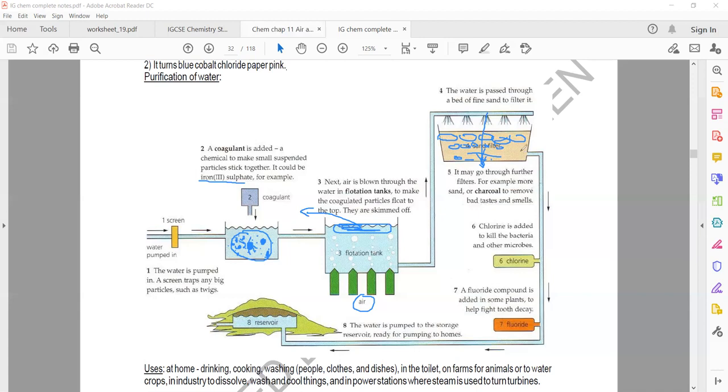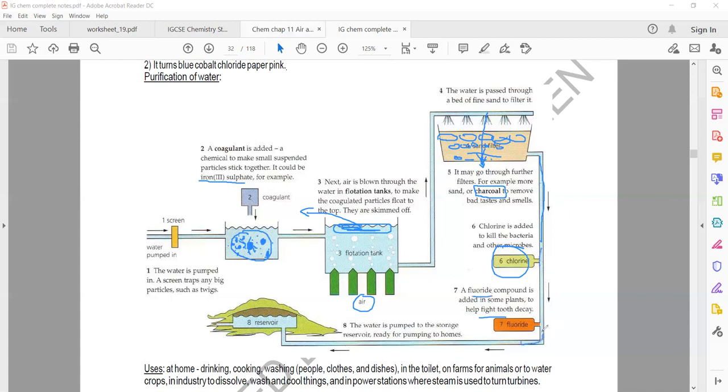This water may have some smell. To remove any smell, we pass it over charcoal, and after that chlorine is added. What is the purpose of the chlorine? It is used to kill the bacteria. Then a fluoride compound is added in some plants, to help against tooth decay. Otherwise the water may have soluble substances which can cause tooth decay. So this fluoride will help to resist tooth decay.